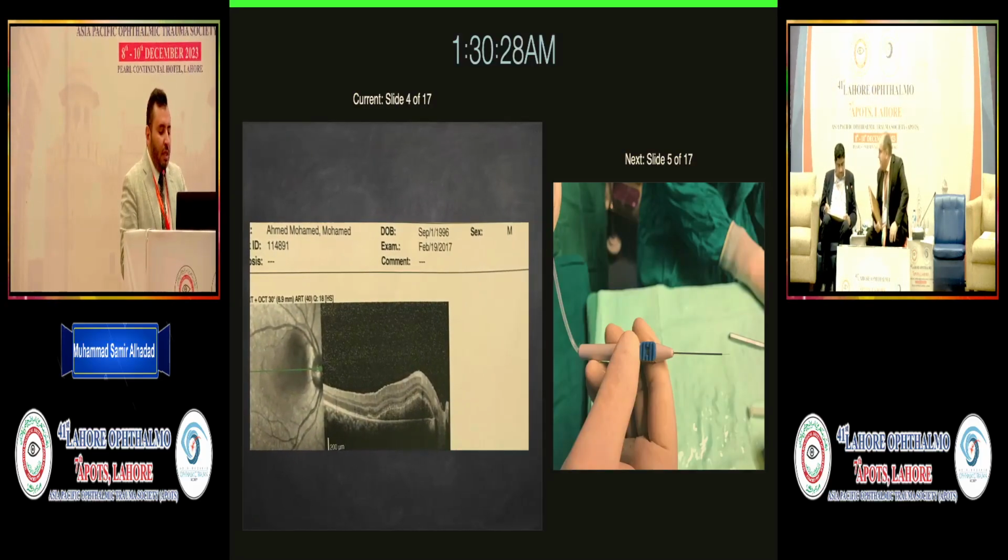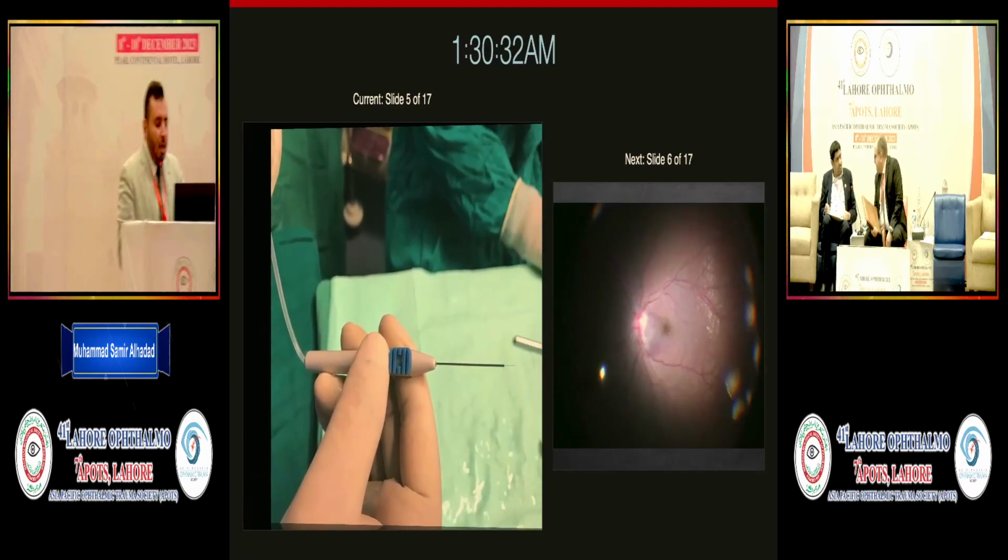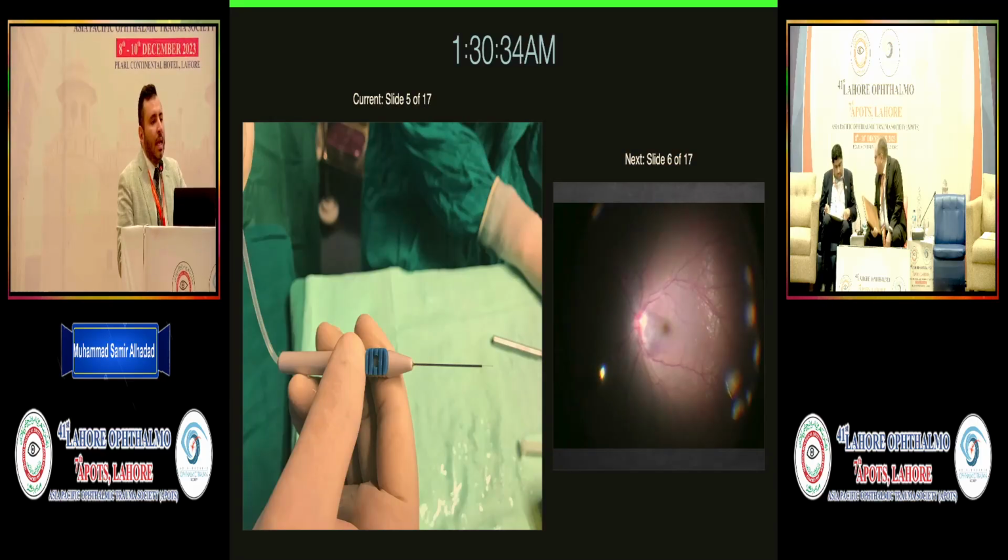Okay. This is the OCT of the patient. This is the neurosensory detachment. This is the blood. Because there is no one else, I decided to do what's called hydropneumatic displacement of this hemorrhage.